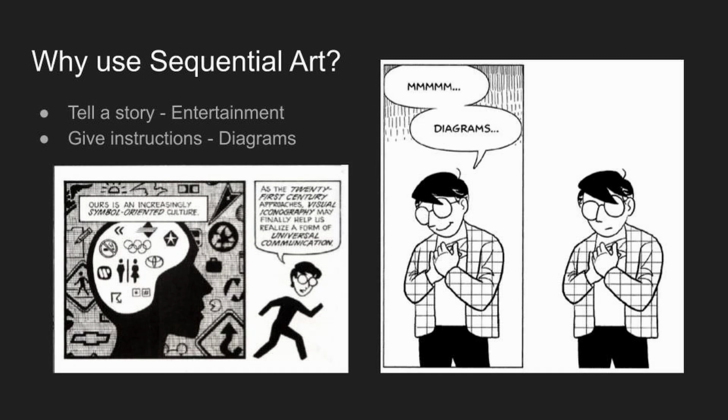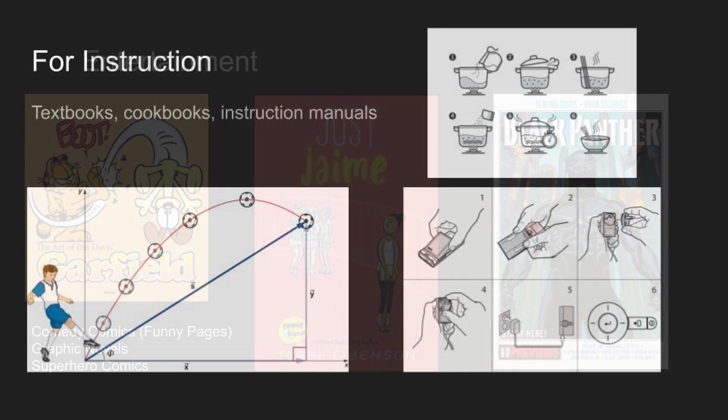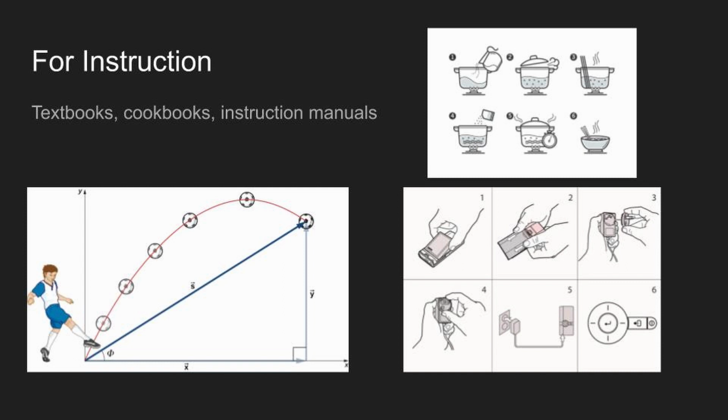Why do we use sequential art? Historically, it tells a story, so it's part of our entertainment, and it also can help us give instructions through diagrams. In entertainment, we are very used to seeing comedy comics like Garfield or Calvin and Hobbes, or graphic novels like Just Jamie by Terry Libenson, and superhero comics like Black Panther. For instruction, we see sequential art in textbooks, cookbooks, and instruction manuals.